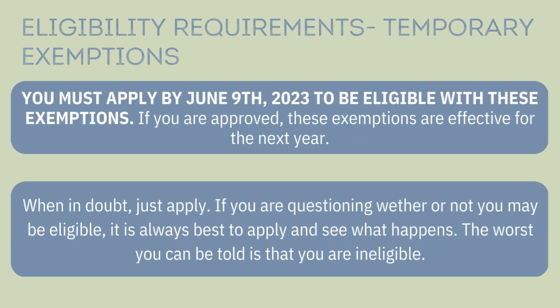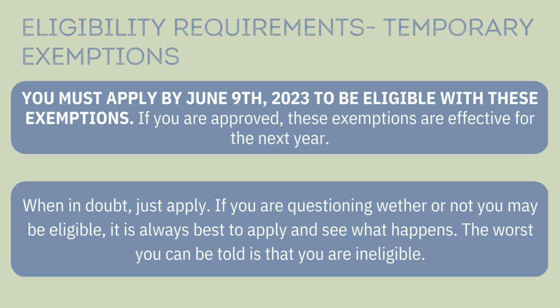So this next slide says right here in bold letters, please apply by June 9th, 2023, if you are eligible with COVID exemptions. If you end up being approved based on those exemptions, they are effective for a year, so you won't have to worry about it for a year. When you reapply, you might not be eligible the next year unless you meet one of those other exemptions, but at least you would have gotten benefits for a year, which is extremely beneficial.